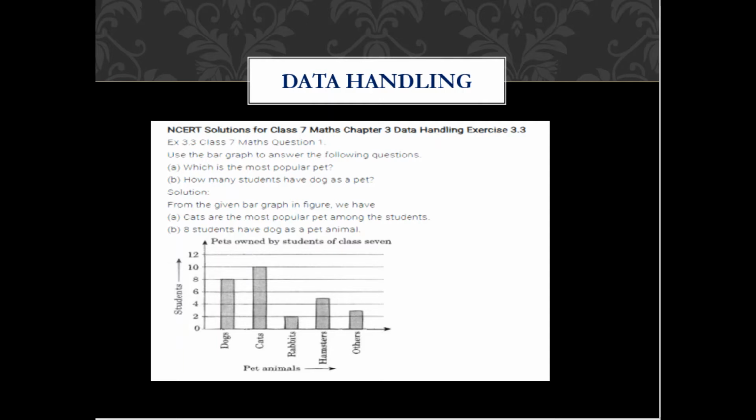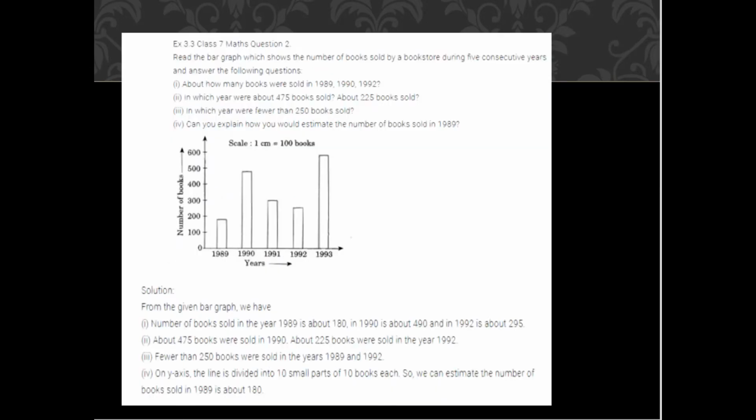How many students have a dog as a pet? The bar of the dog ends at 8. So the answer is 8 students have a dog as a pet animal. These are the readings we are taking from the graph which is given. Moving to question number 2.